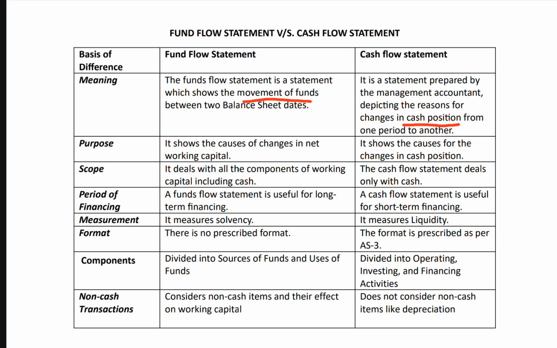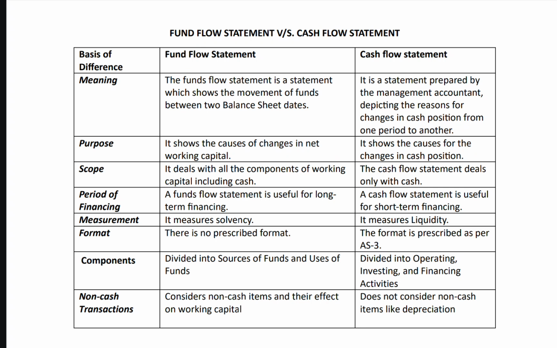So fund flow statement being about fund, they just want to let you know what happened to the net working capital of the business. But the purpose of cash flow statement is to show what are the causes of change in cash position. Now what's the third thing?